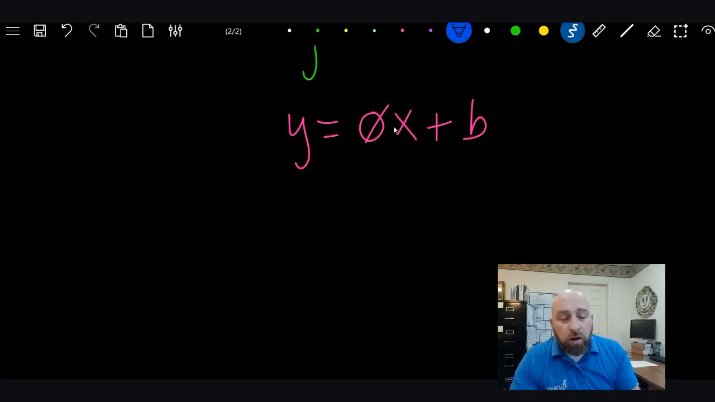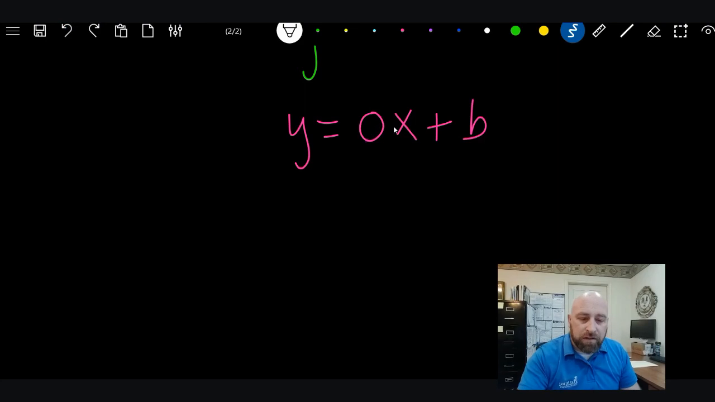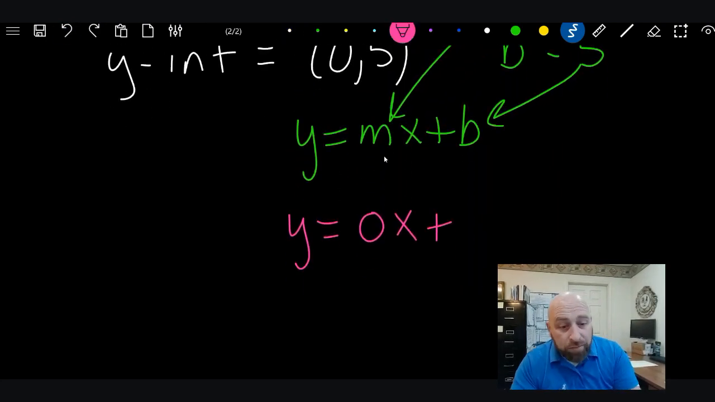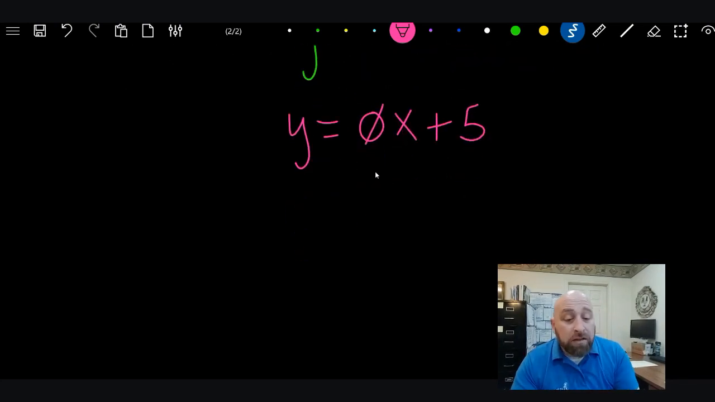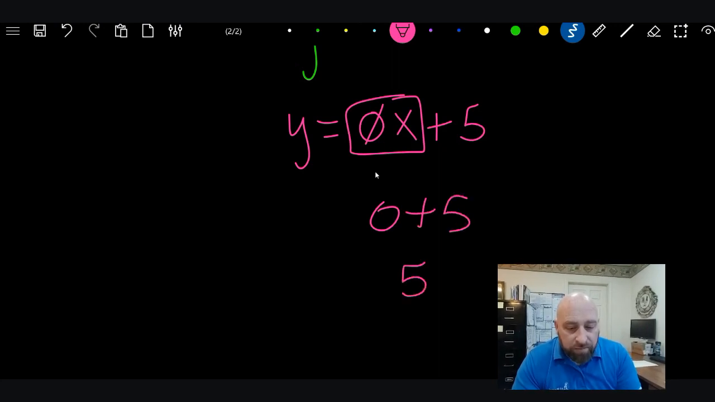In algebra, we always want to do what we can do, solve what we can solve. I can't believe I just did that. I'm losing my mind. I wrote b. I should have wrote 5. I'm sorry about that. There we go. So 0x plus 5. Okay? And so in algebra, we always want to do what we can do. And so look, I can do that. 0 times anything is always 0. So 0 plus 5 equals 5. So you get y equals 5.